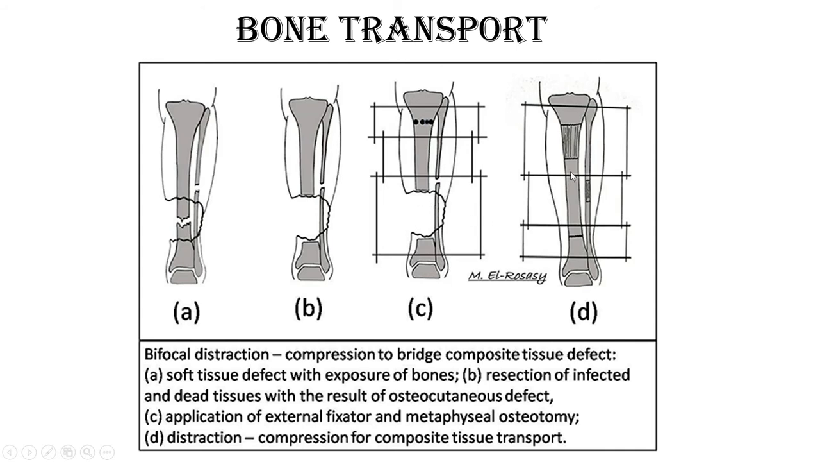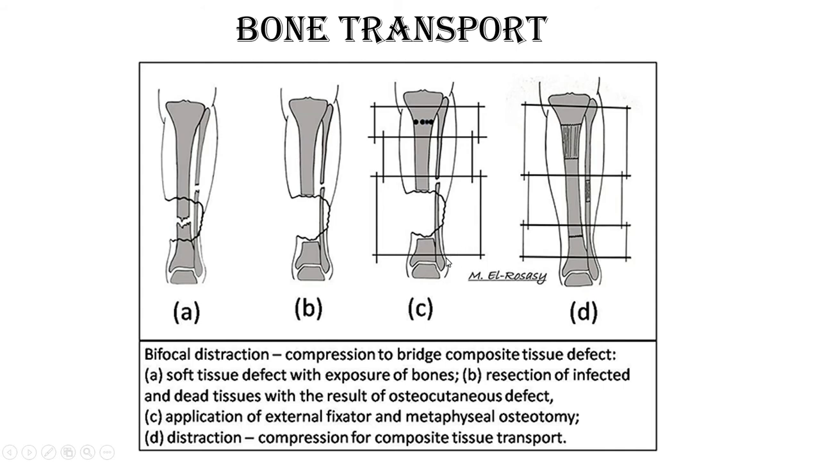But in the long run, if this gap is very big, then again there is a chance of non-union here due to interposition of the emerging soft tissue or migrating soft tissue in between. Now this is an issue. For this, bone transport can be faster by another corticotomy in the lower end. Okay, this is called trifocal bone transport.